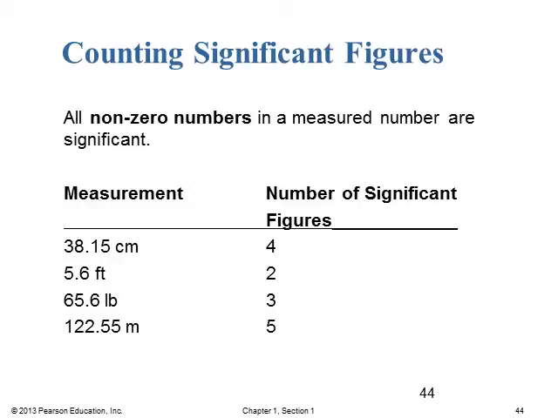So in all these measured numbers, if they are in this table on the bottom, if we have 38.15, they're all non-zeros, they're all significant, they're 4 significant figures. And if they're non-zero numbers, then you can just count how many digits you have, and they're all going to be significant. You do that in each of these examples here. 5.6 is 2 digits, 2 significant figures. 65.6 pounds, 3 digits, 3 significant figures. 122.55, it's 5 non-zero digits, 5 significant figures.